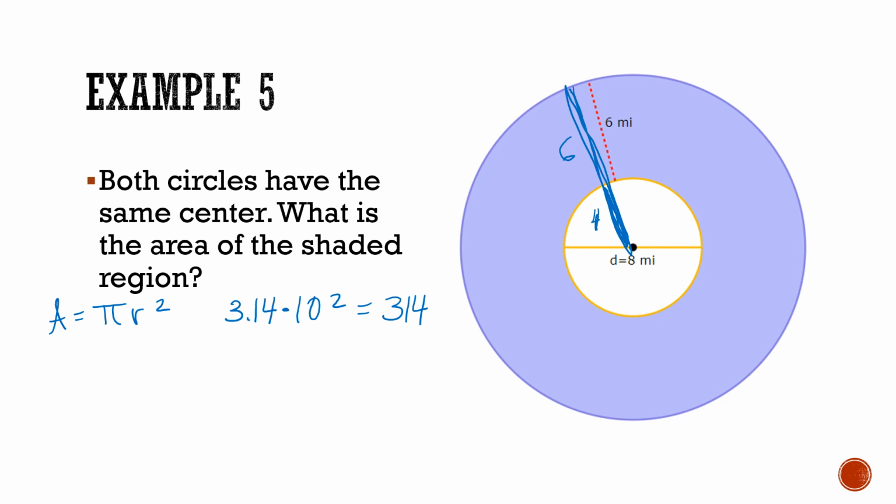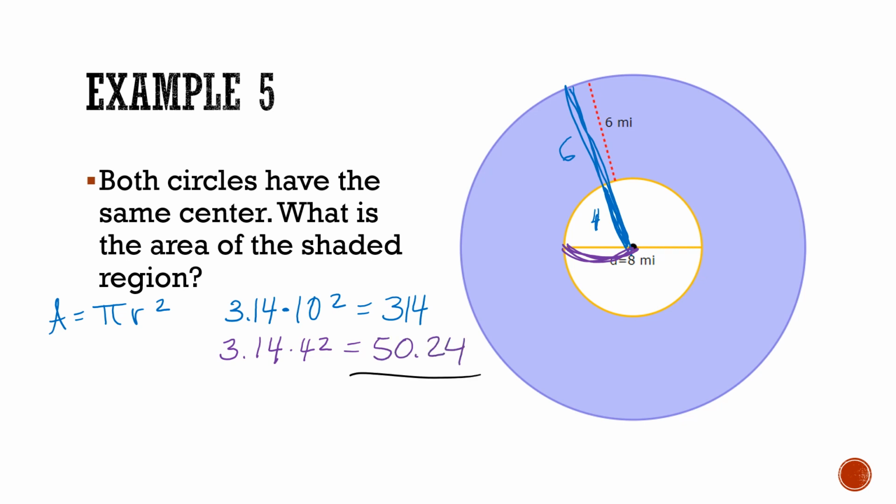Now we need to find the area of the white circle so that we can subtract the two. So 3.14 times the radius of the white circle. So that's just this distance. It tells us the diameter is 8, then that means the radius is 4. So 3.14 times 4 squared, or 4 times 4, is 50.24.